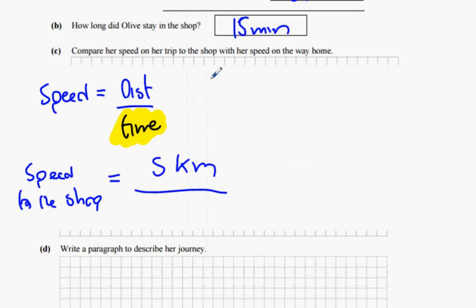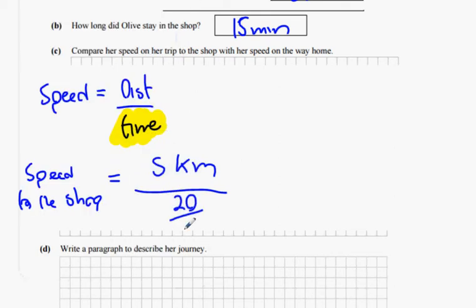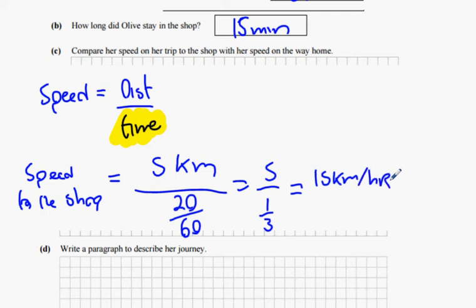Now 20 minutes is not done properly, because we have to change 20 into a fraction. It's 20 divided by 60, which is 1/3 of an hour. So you can do 5 divided by 20 over 60, or 5 divided by 1/3. Either way, you're going to get 15 kilometers per hour.